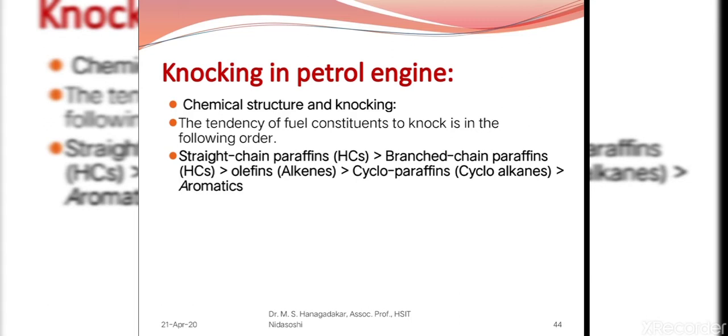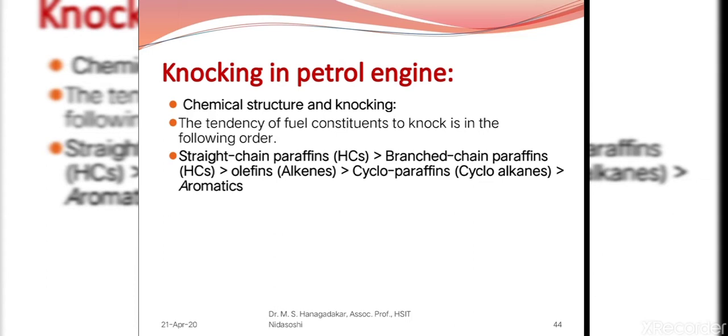Let us see in this expression. If the straight chain hydrocarbons in the petrol are in more number, they lead to produce more knocking or loudness as compared to branch chain hydrocarbons, which are more noisy as compared to olefins or alkenes, which are more noisy as compared to cycloparaffins or cycloalkanes, which are more noisy as compared to the aromatics.